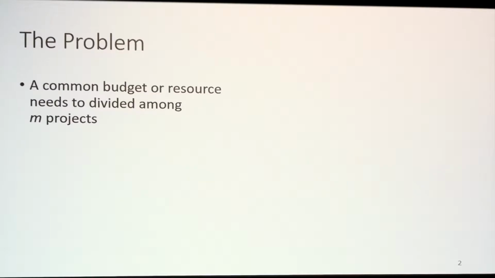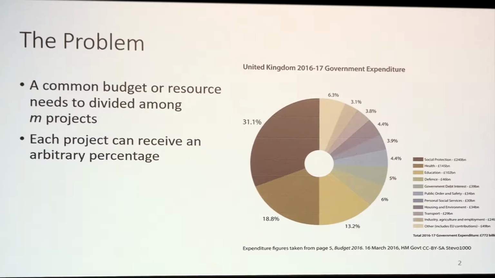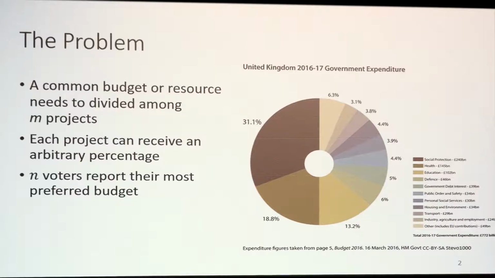So the problem that we're considering is one where we have a common budget or a resource that needs to be divided among M projects. And the idea is that every project can receive some arbitrary percentage of this resource. As an example, you can think of something like government expenditure. You have this pot of money, and you need to divide it among things like education, health, other social services, defense, things like that. And we're going to take a voting approach to this problem. We're going to have n voters who each report their most preferred budget.